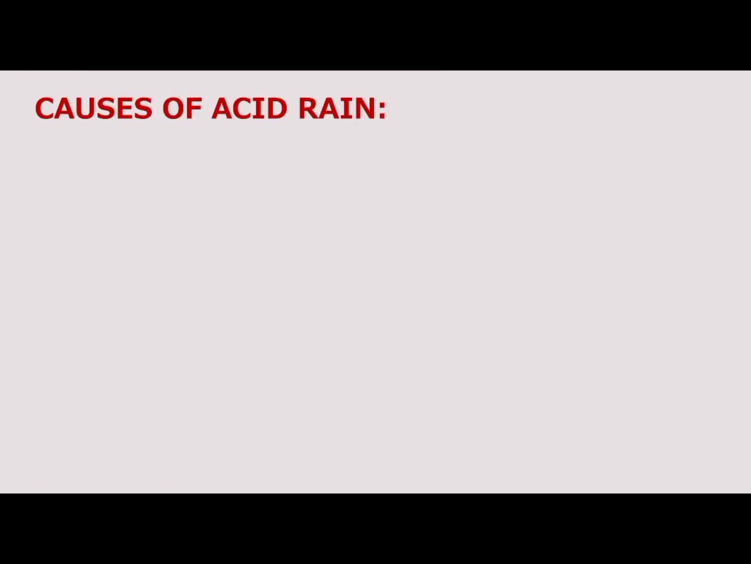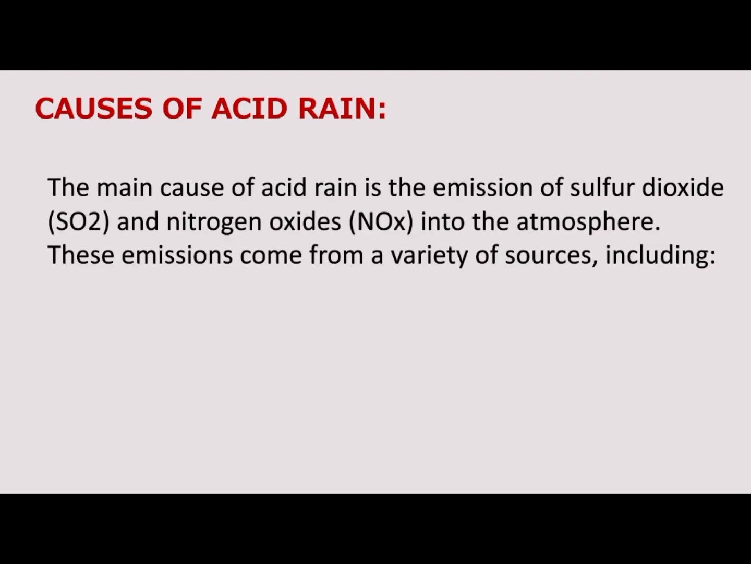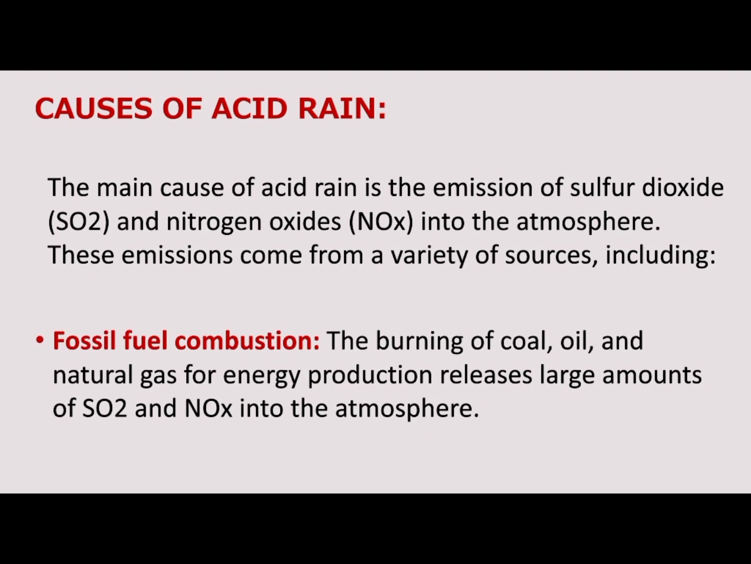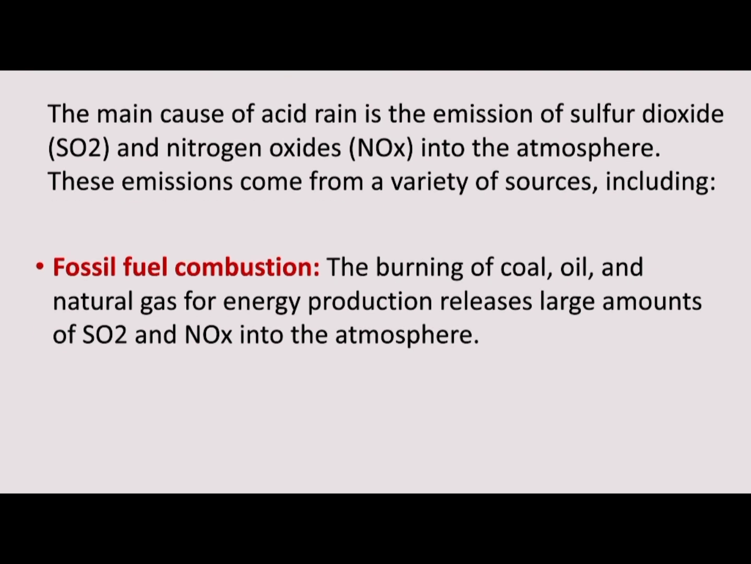So next we will discuss the causes of acid rain, which sources can cause acid rain. The main cause of acid rain is the emission of sulfur dioxide and nitrogen oxide into the atmosphere. These emissions come from a variety of sources, so here we can discuss some common sources that cause emission of sulfur dioxide and nitrogen oxides that lead to acid rain. First one is fossil fuel combustion. The burning of coal, oil and natural gas for energy production releases large amounts of sulfur. These nitrogen oxides and sulfur oxides can cause acid rain.